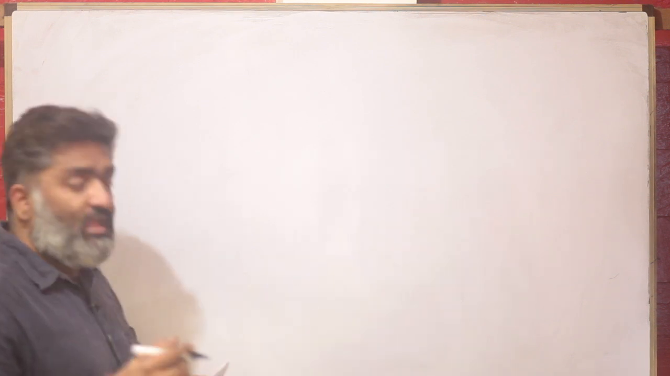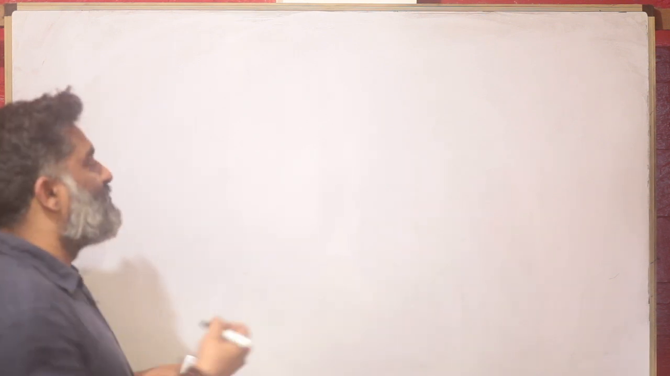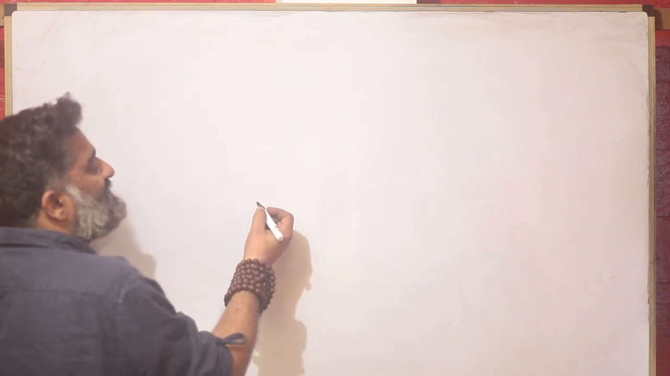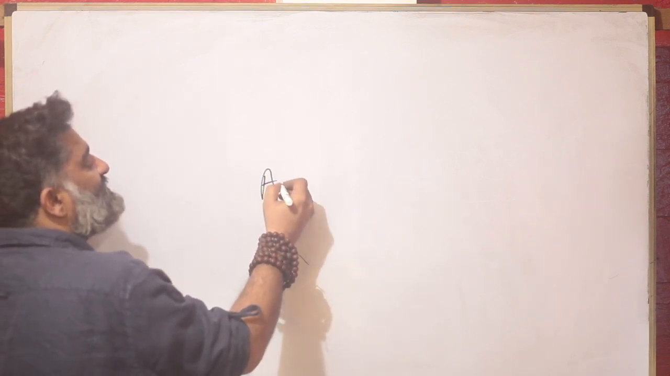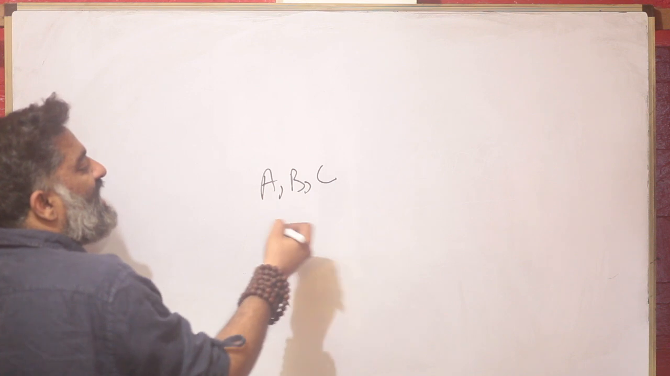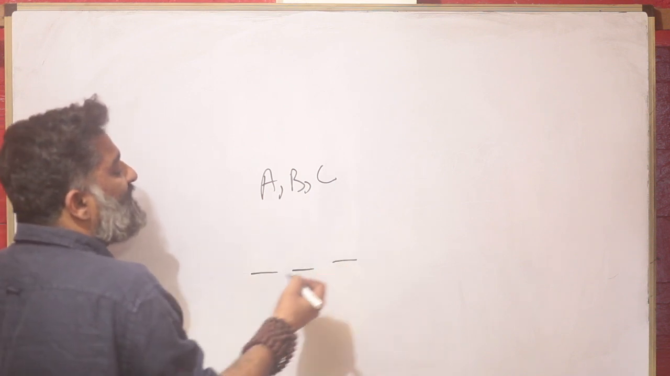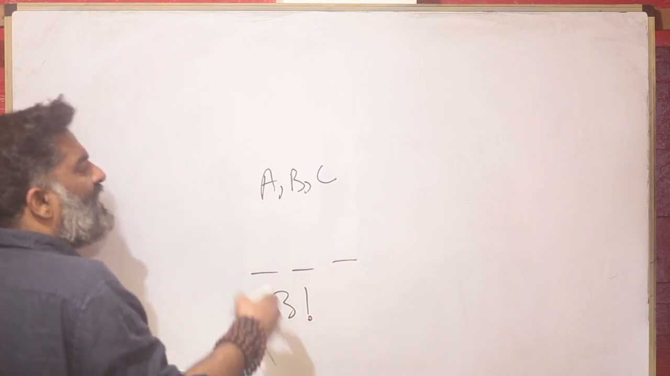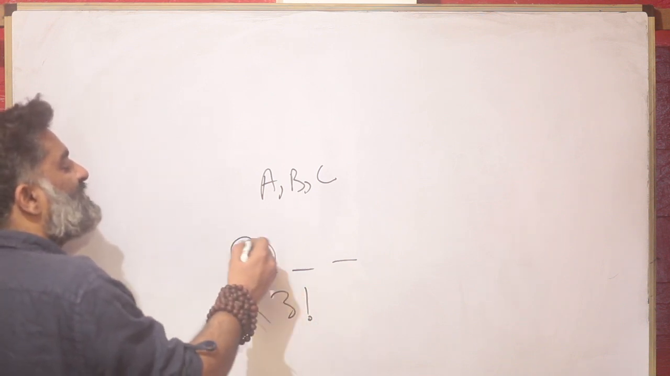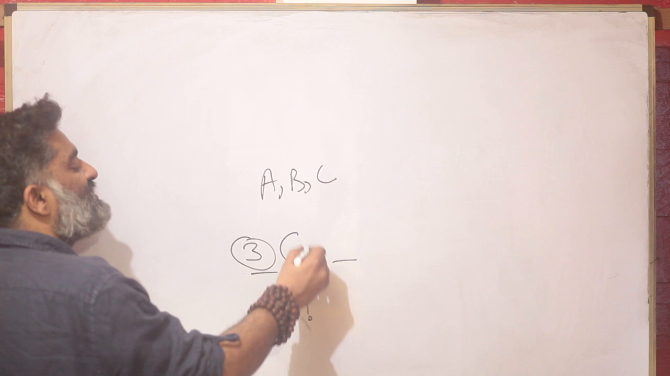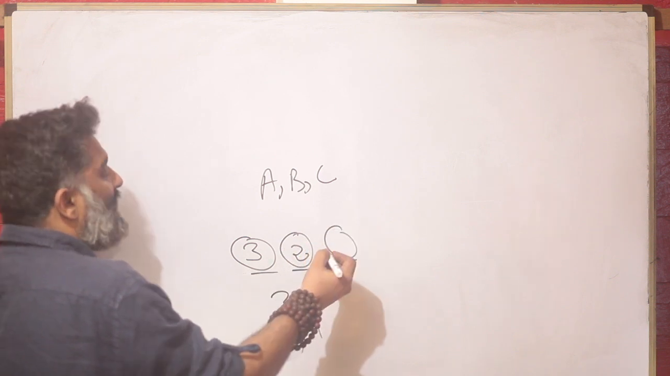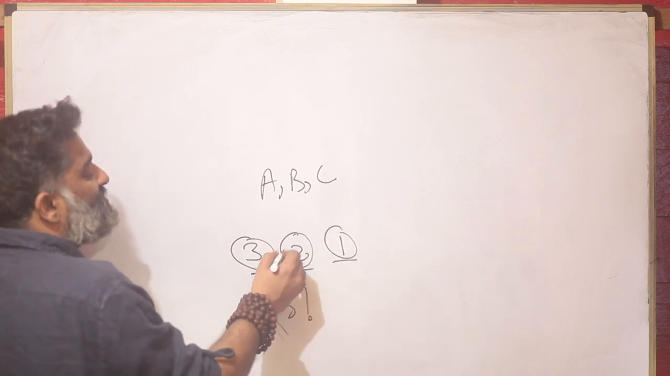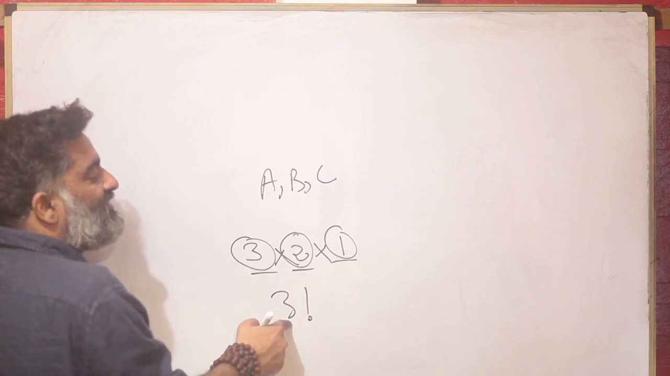Let's also do a quick recap of the idea because it is very easy. If there were 3 friends A, B and C, and I told you, in how many ways can you organize them into a row, your answer would be 3 factorial. How did it come about? For the first position you have 3 options, for the second position you have 2 options, and for the third position you have 1 option. So 3 into 2 into 1 gives you 3 factorial.